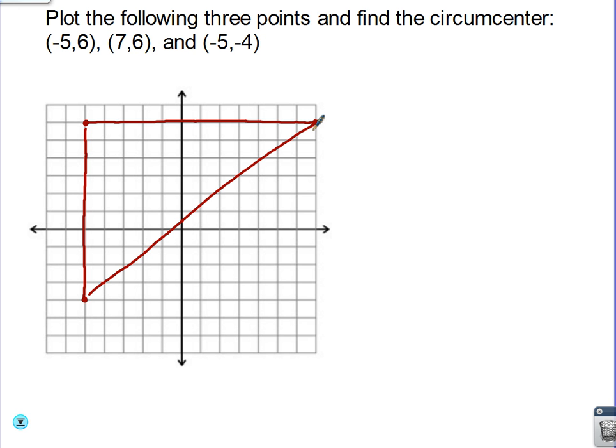Better. A circumcenter is the point of concurrency of 3 perpendicular bisectors. So what I need to do is draw the 3 perpendicular bisectors to see where they cross. A perpendicular bisector is perpendicular to a line segment and it cuts it in half. Since I'm going to cut this line segment in half, what point will the perpendicular bisector pass through?